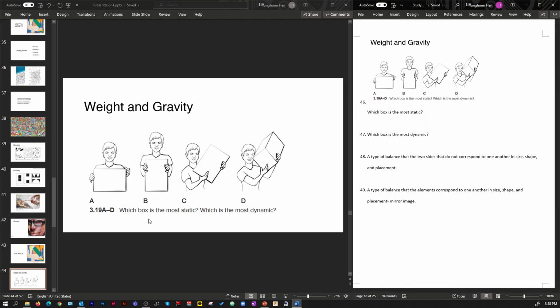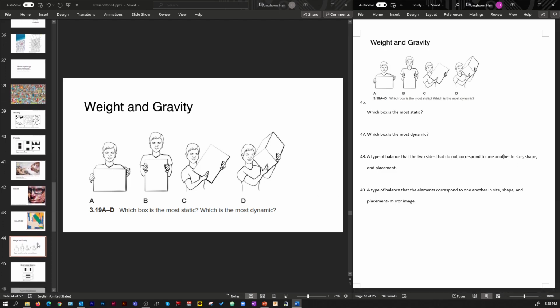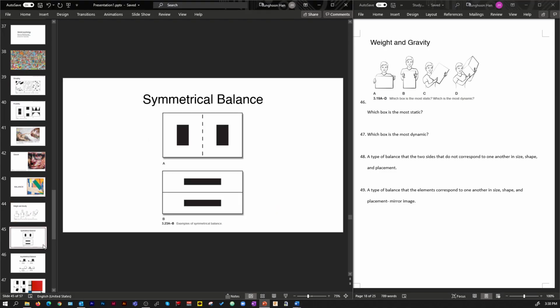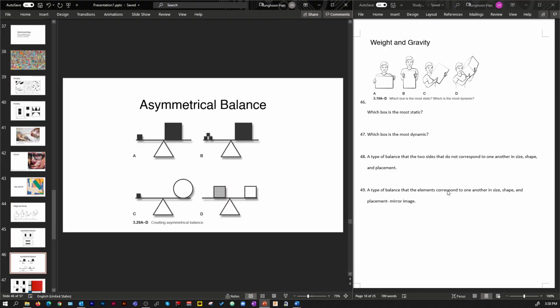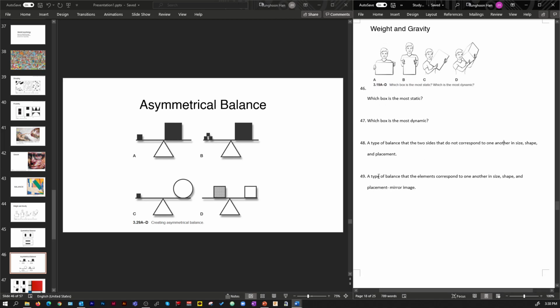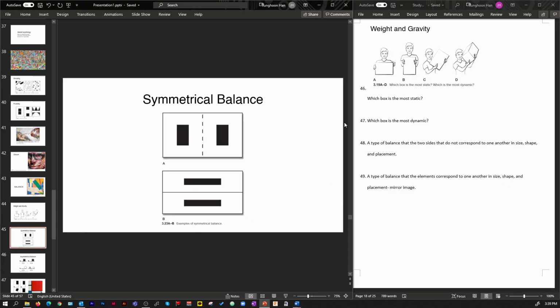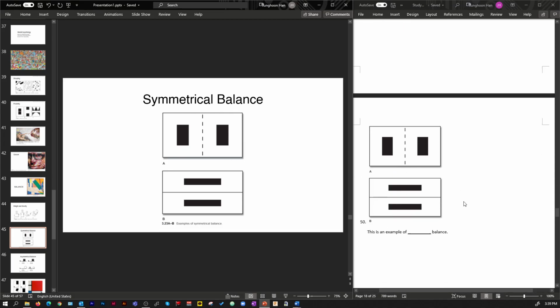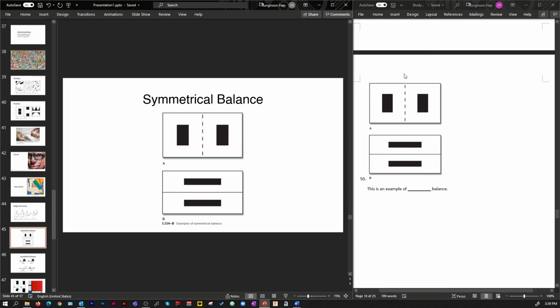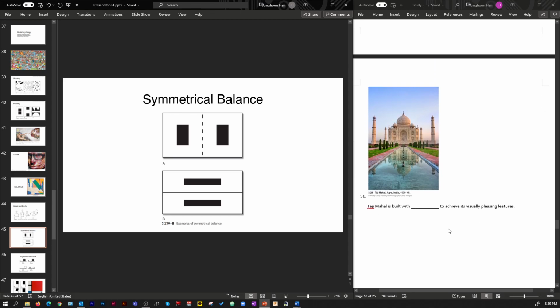What is the type of balance in which the two sides do not correspond to one another in size, shape, and placement? We talked about symmetrical balance and asymmetrical balance. So in this case it will be asymmetrical balance. And the type of balance in which the elements correspond to one another in shape, size, and placement, like a mirror image, will be symmetrical balance. So this is an example of symmetrical balance.